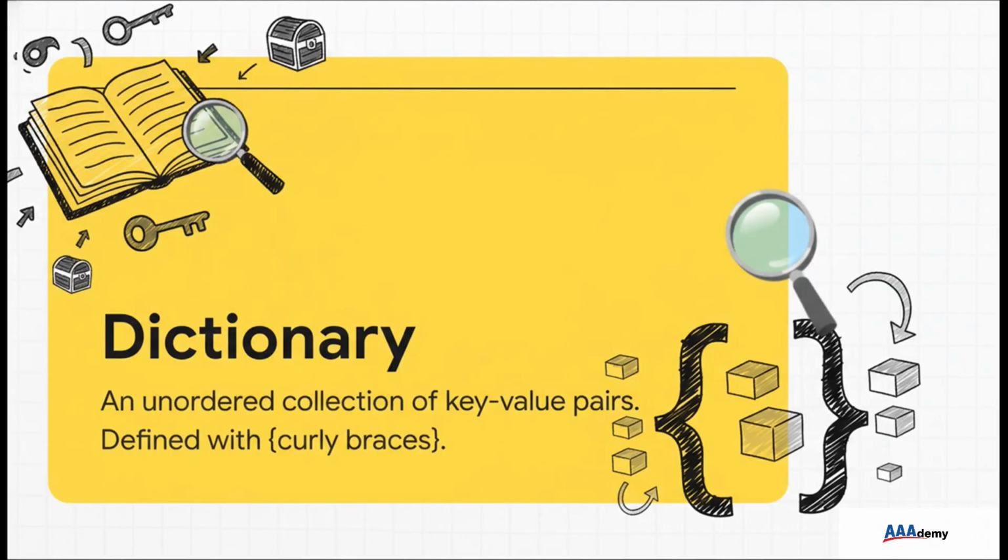Next up in our changemaker category is the dictionary. Now, instead of an ordered sequence, a dictionary stores data in what we call key value pairs. Just think of a real dictionary, right? You look up a word, that's the key, to find its definition, that's the value. And just like a list, it's totally mutable.